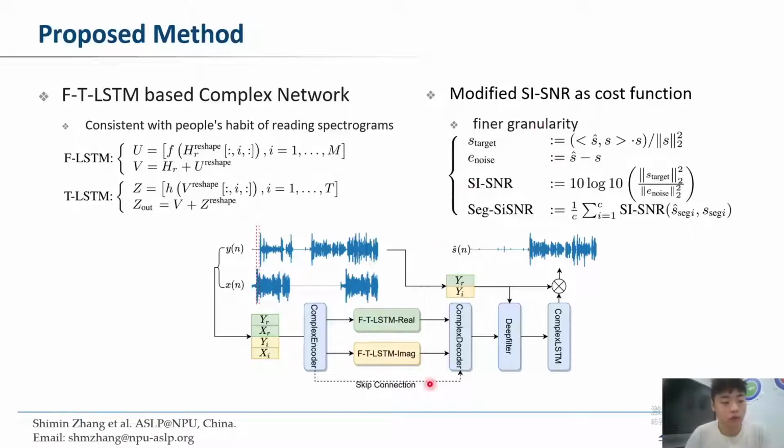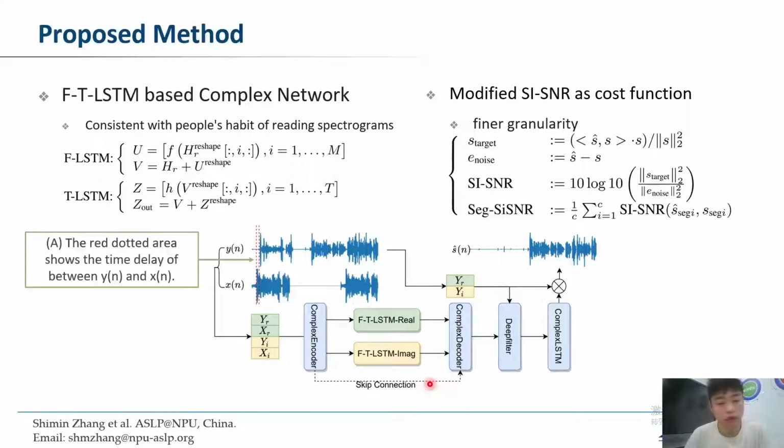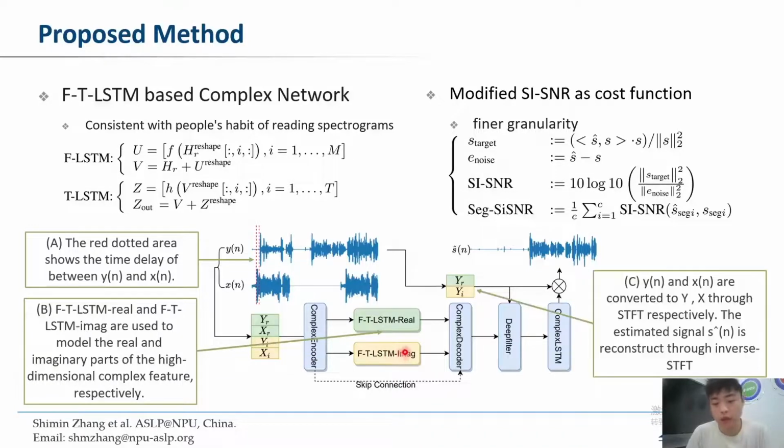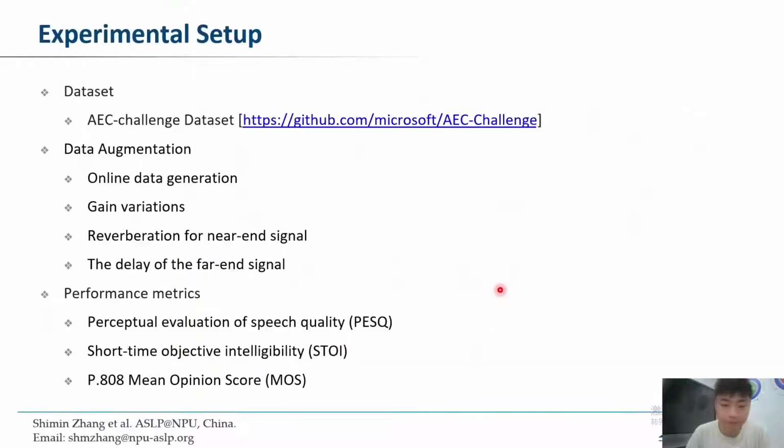The system flowchart of the proposed neural network is as follows. The red dotted area shows the time delay between Yn and Xn. The F-T-LSTM real and F-T-LSTM imaginary are used to model the real and imaginary parts of the high-dimensional complex feature, respectively. And Yn and Xn are converted to Y and X through STFT, respectively. The estimated signal Xn is reconstructed through the inverse STFT.